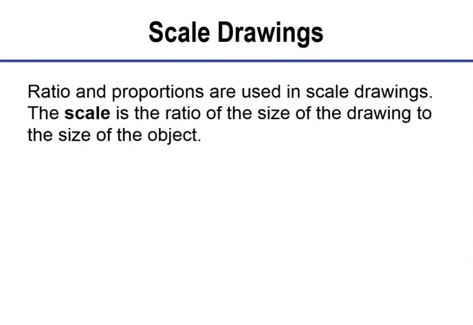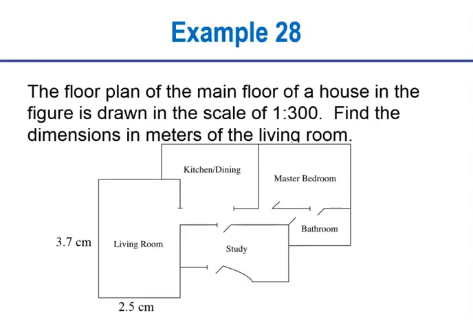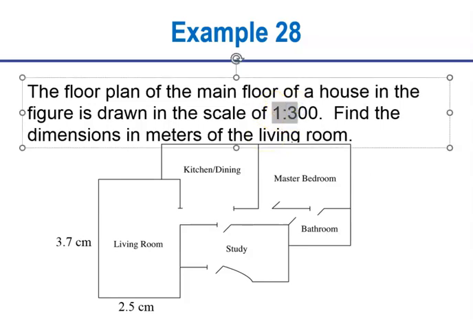Ratio and proportions are used in scale drawings. The scale is the ratio of the size of the drawing to the size of the object. Now I have an example for that. And here you go. It happens a lot with floor plans and blueprints, or you're looking at maps. There is no way to draw that to scale, so they have what they call a scale drawing. And notice the scale here for this particular problem. We have a floor plan of the main floor of a house, and the figure is drawn to a scale of 1 to 300.